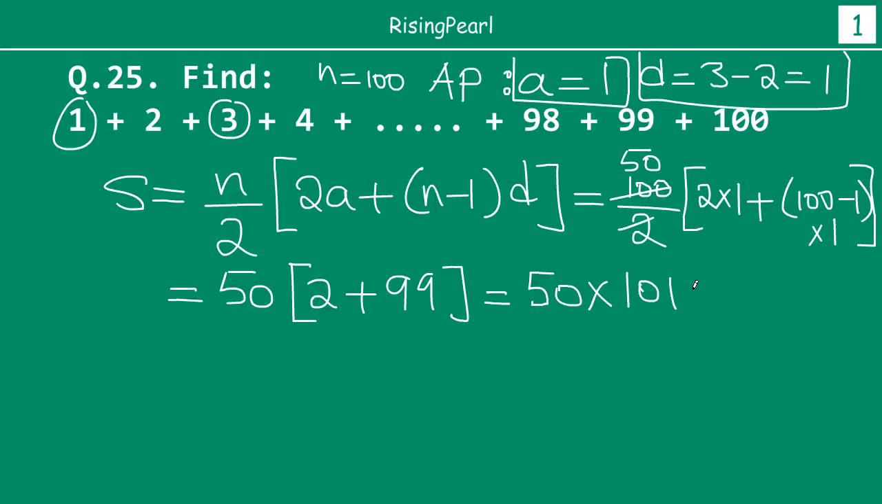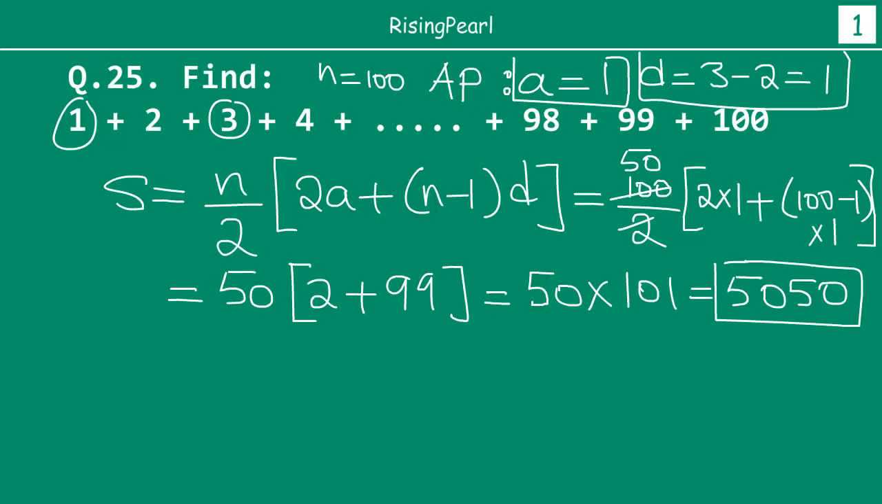If you multiply 5 by 101, it will be 505, and then 0, so 5050. So the sum of 1 plus 2 plus 3 plus 4 all the way till 100 is 5050. I want you to take a moment, pause the video, and see how powerful arithmetic progressions are, and how using this simple formula we can actually find the sum of all these numbers.